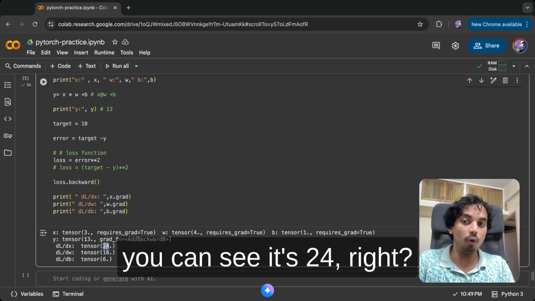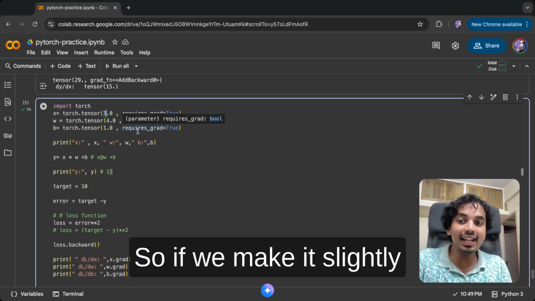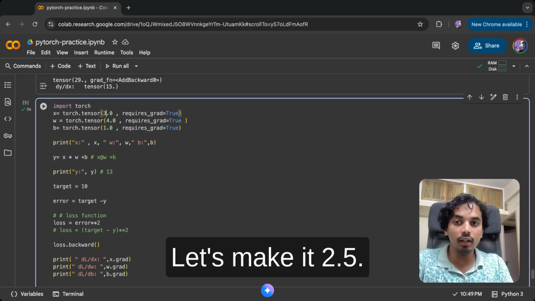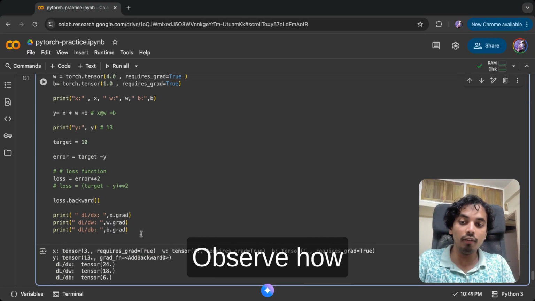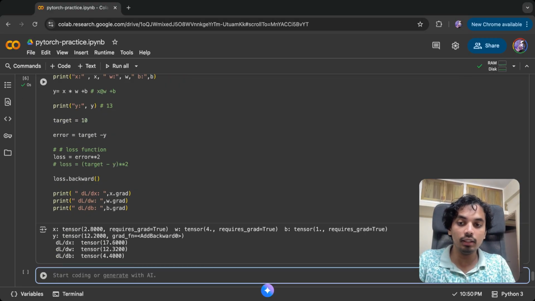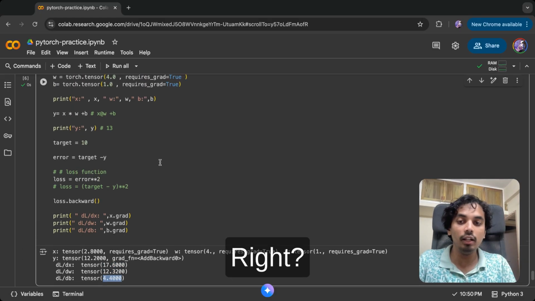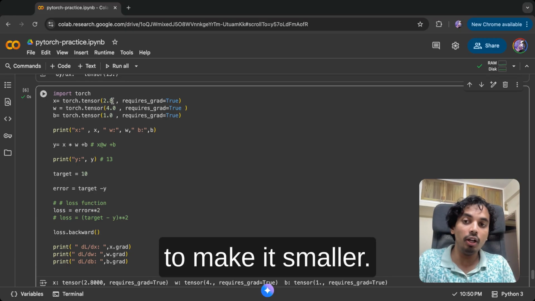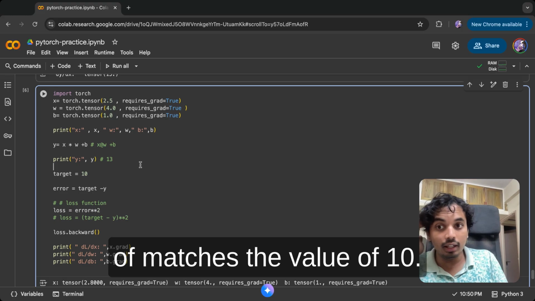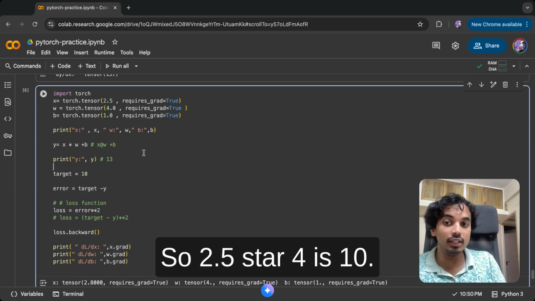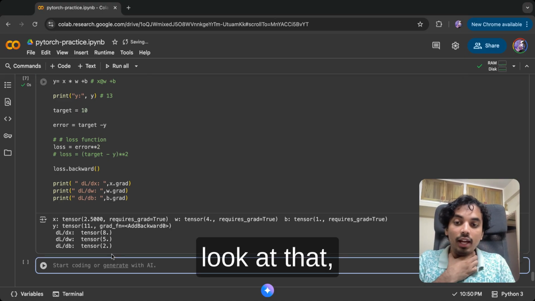For example, you can see it's 24, and we clearly saw x is 3. So if we make it slightly smaller, let's make it 2.8. Observe how the gradients move. 24, 18, 6. Now it's 17, 12, 4. Now it's become smaller. Let me continue to make it smaller, until it matches the value of 10. So 2.5 times 4 is 10, 10 plus 1, so the value will be 11. Look at that.